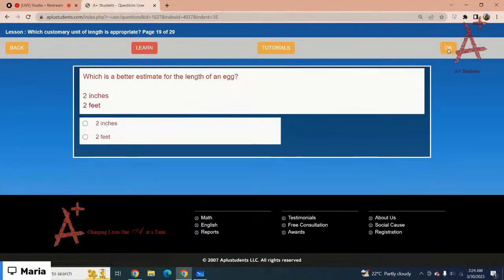Which is the better estimate for the length of an egg? 2 inches or 2 feet? The length of the egg must be in inches. Got it? It would be 2 inches. So the correct option is 2 inches, not 2 feet. 2 feet is too long for an egg.